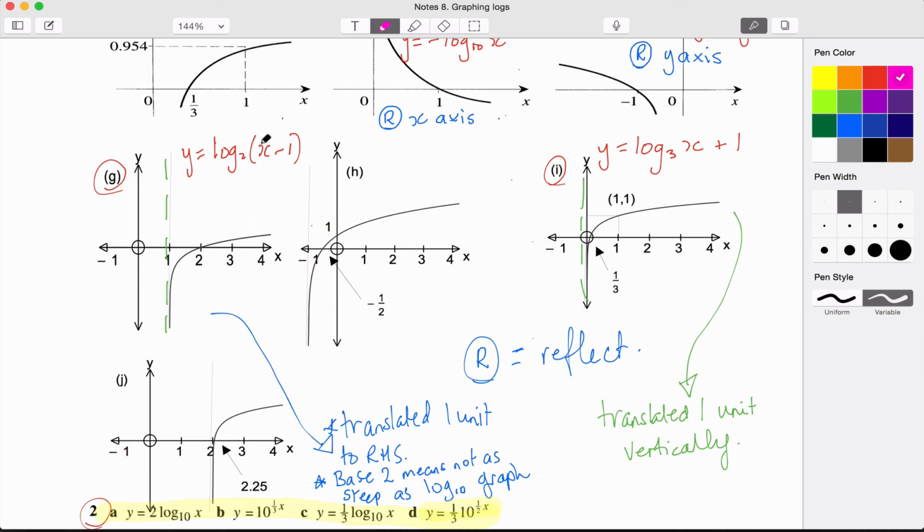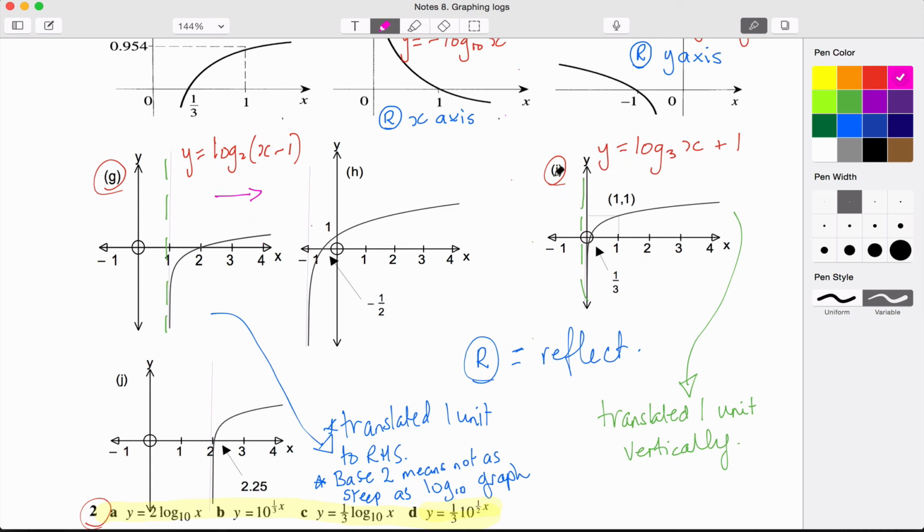What we are focusing on is that x minus 1 is in brackets, so the whole x minus 1 is to the log 2 of all of x minus 1, which means that the graph will be translated 1 unit to the right hand side because we've got a negative in there, so it will move this way. If it was x plus 1, it would move to the left hand side, so it moves along the x-axis.